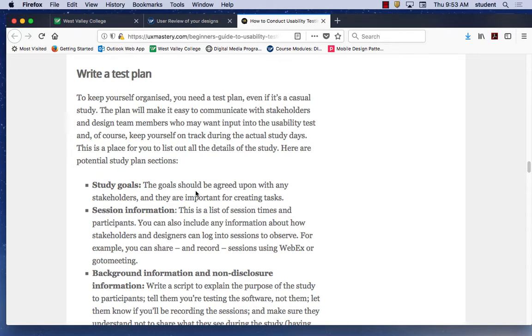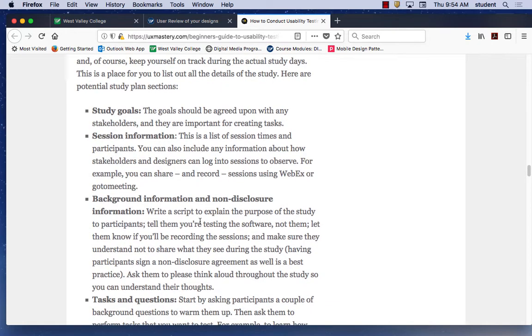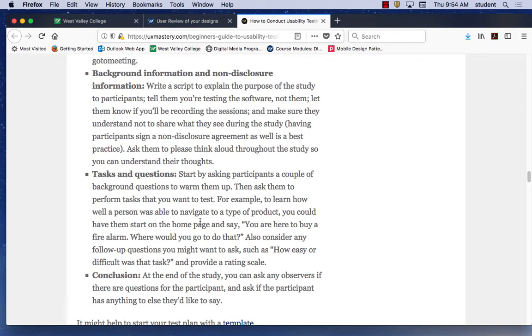Study goals. The goals should be agreed upon with any stakeholders, and their important tasks. A list of sessions. I only want one person, but if you could have more than one person review your designs, it would be great. So I want you to include this in your final proposal. I want you to come up with a list of 10 questions to ask somebody as they're reviewing your designs, and input their responses and include that.